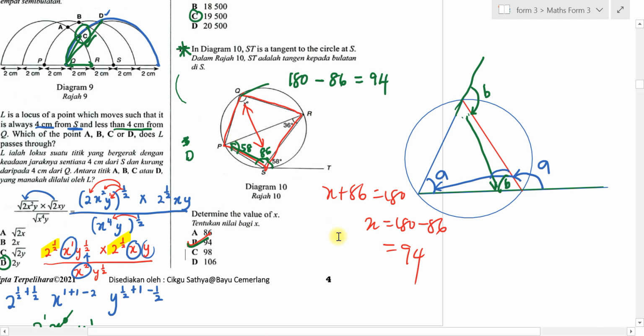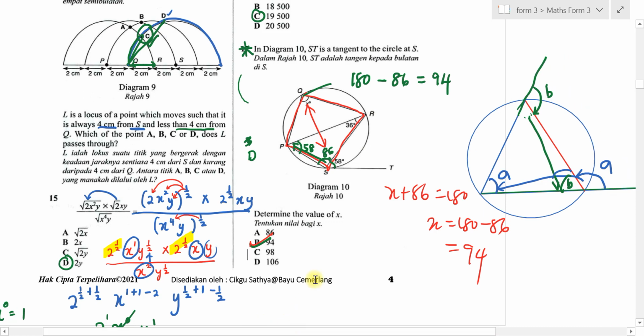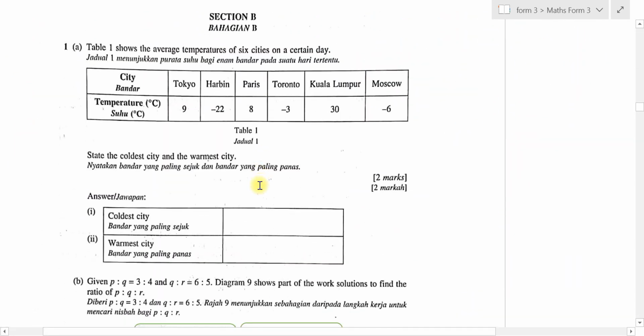Okay, so we are done with all the 20 questions. Now let us go to section B. Okay, section B.